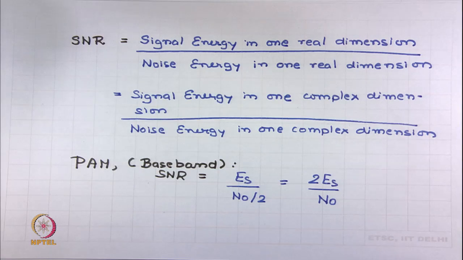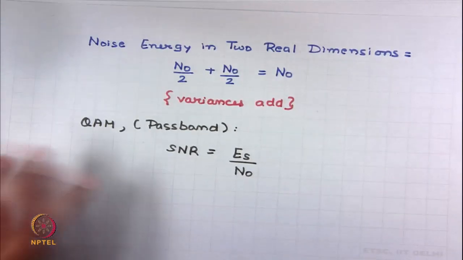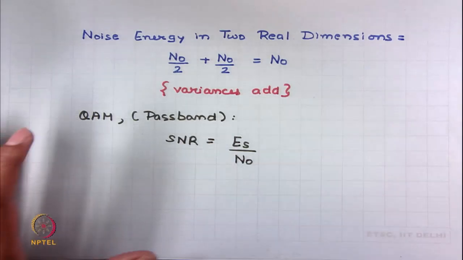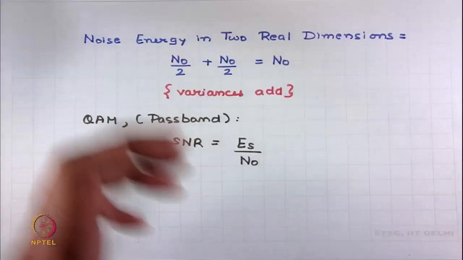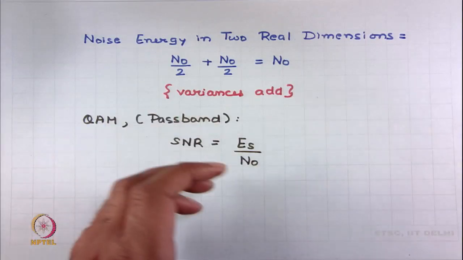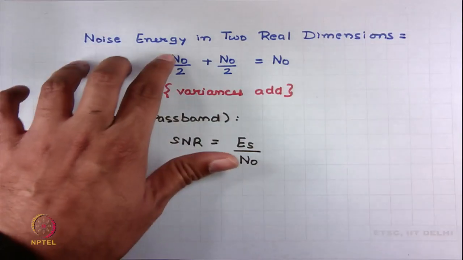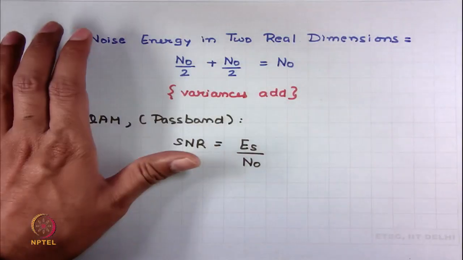Let us now see for QAM. QAM is a complex signal, which means it occupies a complex dimension. So the energy of QAM, Es, is in complex dimension. For noise also, we have to consider the noise energy in complex dimension. Noise energy in complex dimension is nothing but the sum of noise energy in two real dimensions. Complex dimension is two real dimensions. This also we have covered.